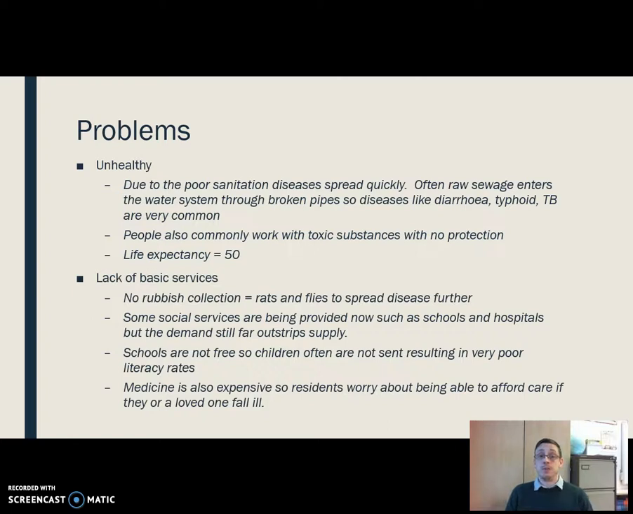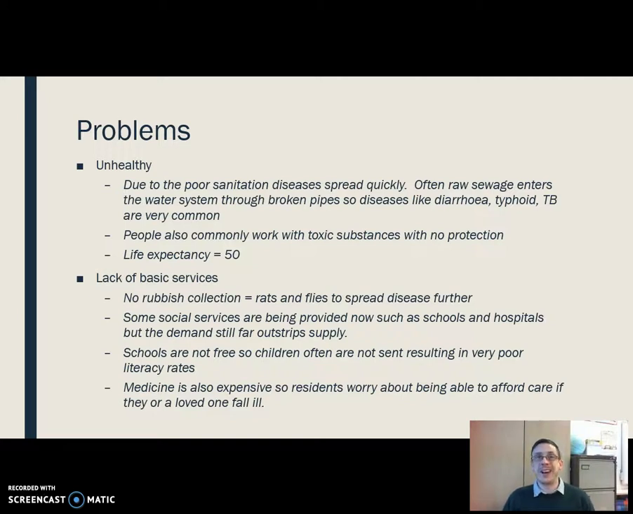Now, again, we mentioned that this area, it's an illegal settlement. So there are no basic services, or there's a severe lack of basic services. There is no rubbish collection. You've got refuse in the streets. It attracts rats, it attracts flies, it attracts mosquitoes. So disease spreads more and more and more.